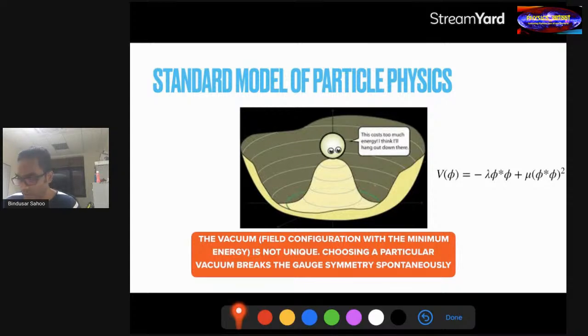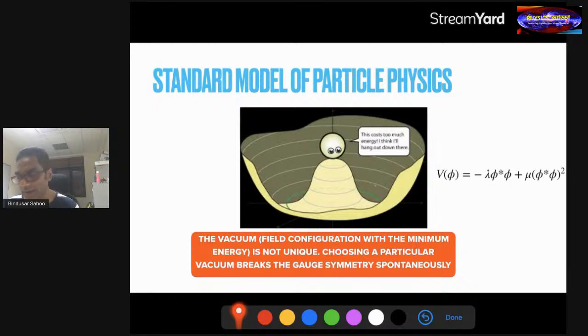Depending on where this field wants to sit over this green line, you have to pick something, right? You have to pick a point where you want to put your vacuum. Once you pick that point, your symmetry is broken. Your gauge symmetries are broken. So this is the Higgs mechanism, the Brout-Englert-Higgs mechanism, in a nutshell. There is more to that, but I'm not going to get into it. But this is how you spontaneously break your symmetries, and this is how your particles will acquire masses.